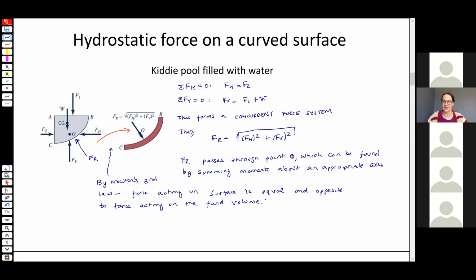All right, so that wraps up hydrostatic forces on a curved surface. Are there any questions about that before I move on to buoyancy? Save my annotations while you guys are thinking about it.